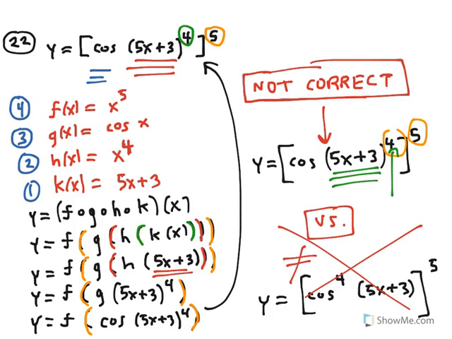And the reason why it's not the same is because in number 22, the exponent of 4 that's in green is applying just to the 5x plus 3. But when you write it this way, the exponent of 4 is actually applying to cosine of 5x plus 3. And in this situation you could multiply the exponents of 4 and 5, because the exponent 4 here is applying to cosine of 5x plus 3, but you can't do that for number 22 because that's not what you have.